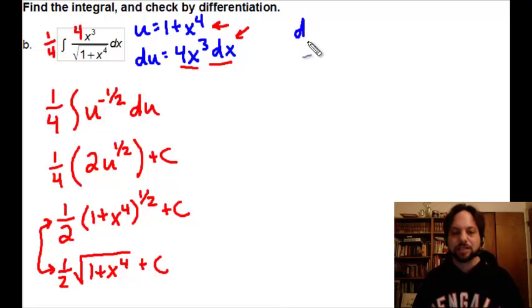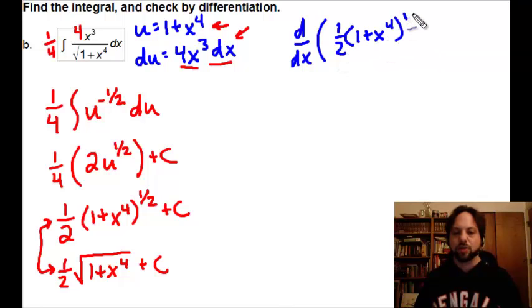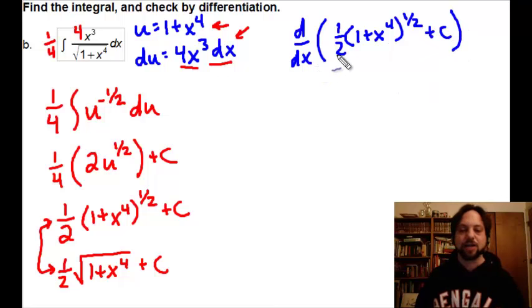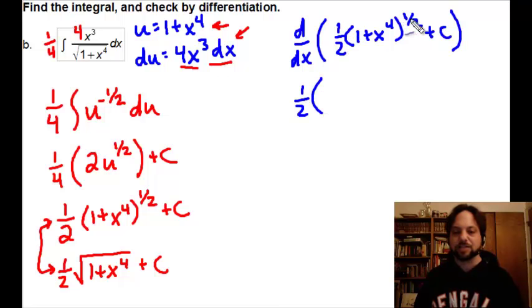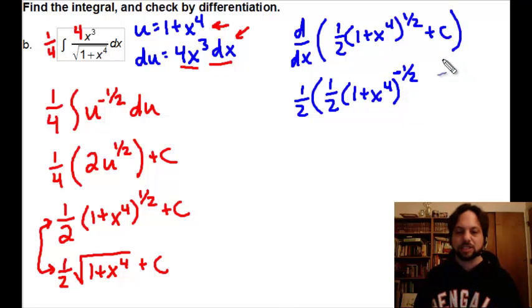This is the fun part. This is making sure that everything really worked. So the derivative of 1/2 multiplied by 1 plus x to the 4th to the 1/2 power plus c. That's my final answer that I got. Well, if I differentiate this, let's see here. I'll have 1/2, and then this 1/2 will come down. I'll have 1 plus x to the 4th to what power? Well, if I drop 1/2 by 1, that'll give me negative 1/2 power. And, of course, the c is essentially gone.